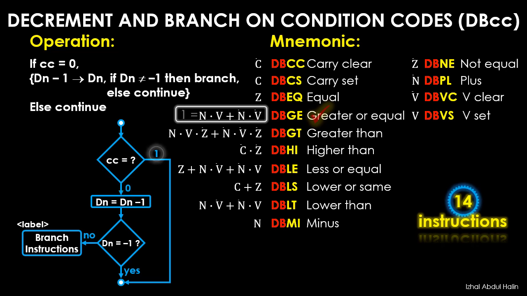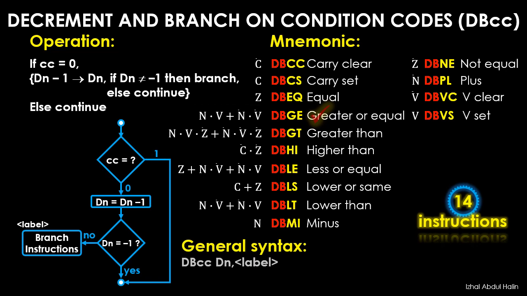The general syntax for all DBcc instructions is DBcc, Dn, label. Dn is the instruction's built-in down counter, and it may be any data register. The value placed in it will be the initial value of the counter. By default, the instruction will treat Dn as a word-sized operand.